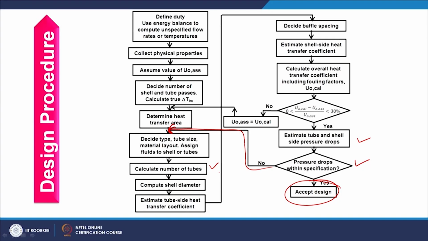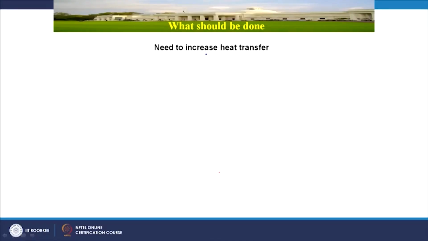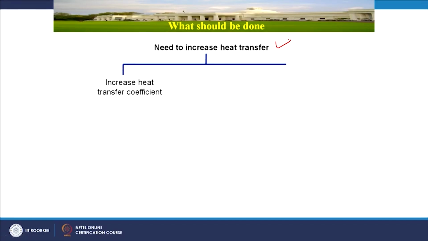Okay. Now, next we will discuss that if the heat transfer coefficient and pressure drop will not lie within the specified range, what change we have to do. Okay. So, the next topic is what should be done. Fine. So, let us see here, if I need to increase the heat transfer, how can I increase that? Either I can increase heat transfer coefficient or I can increase the surface area.